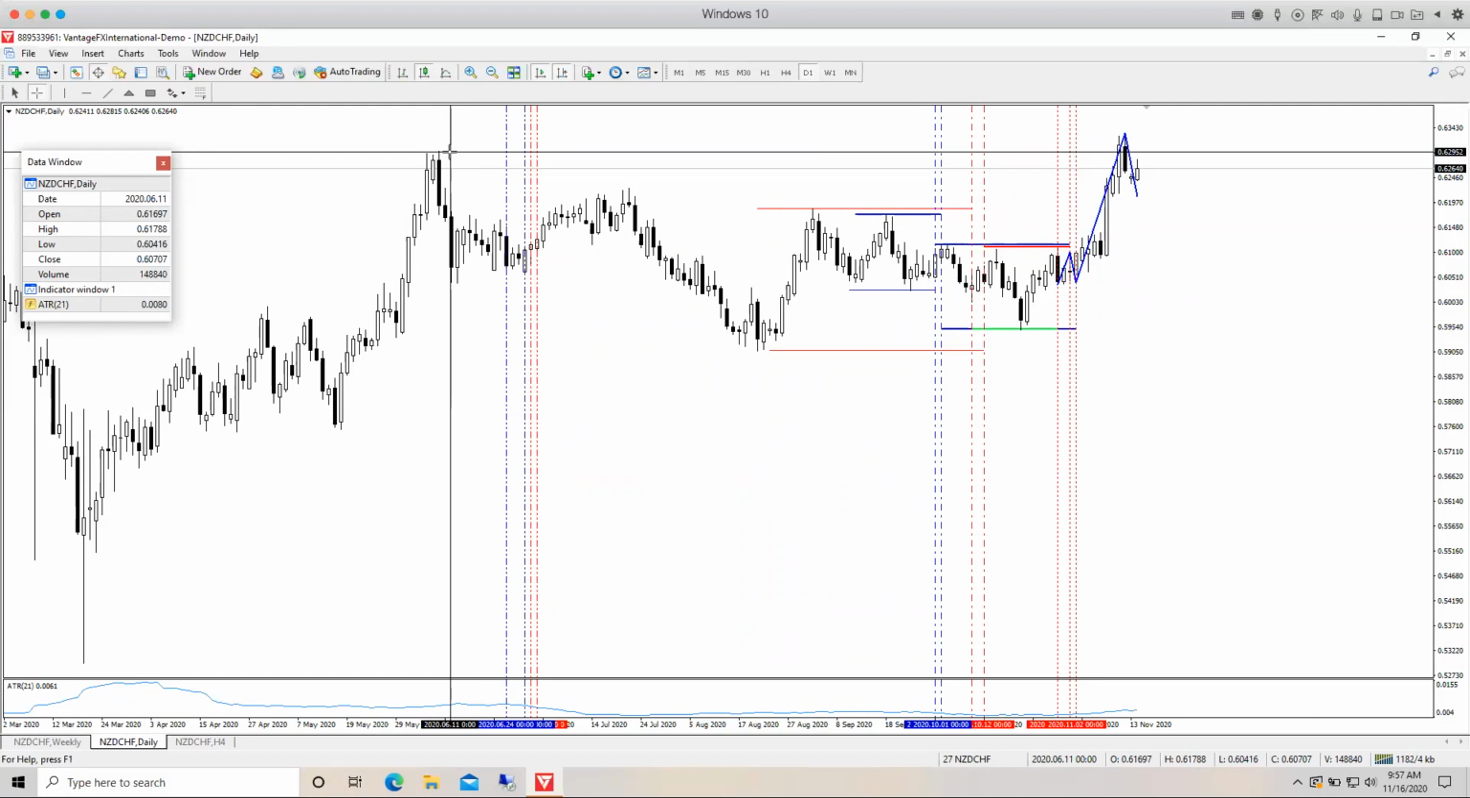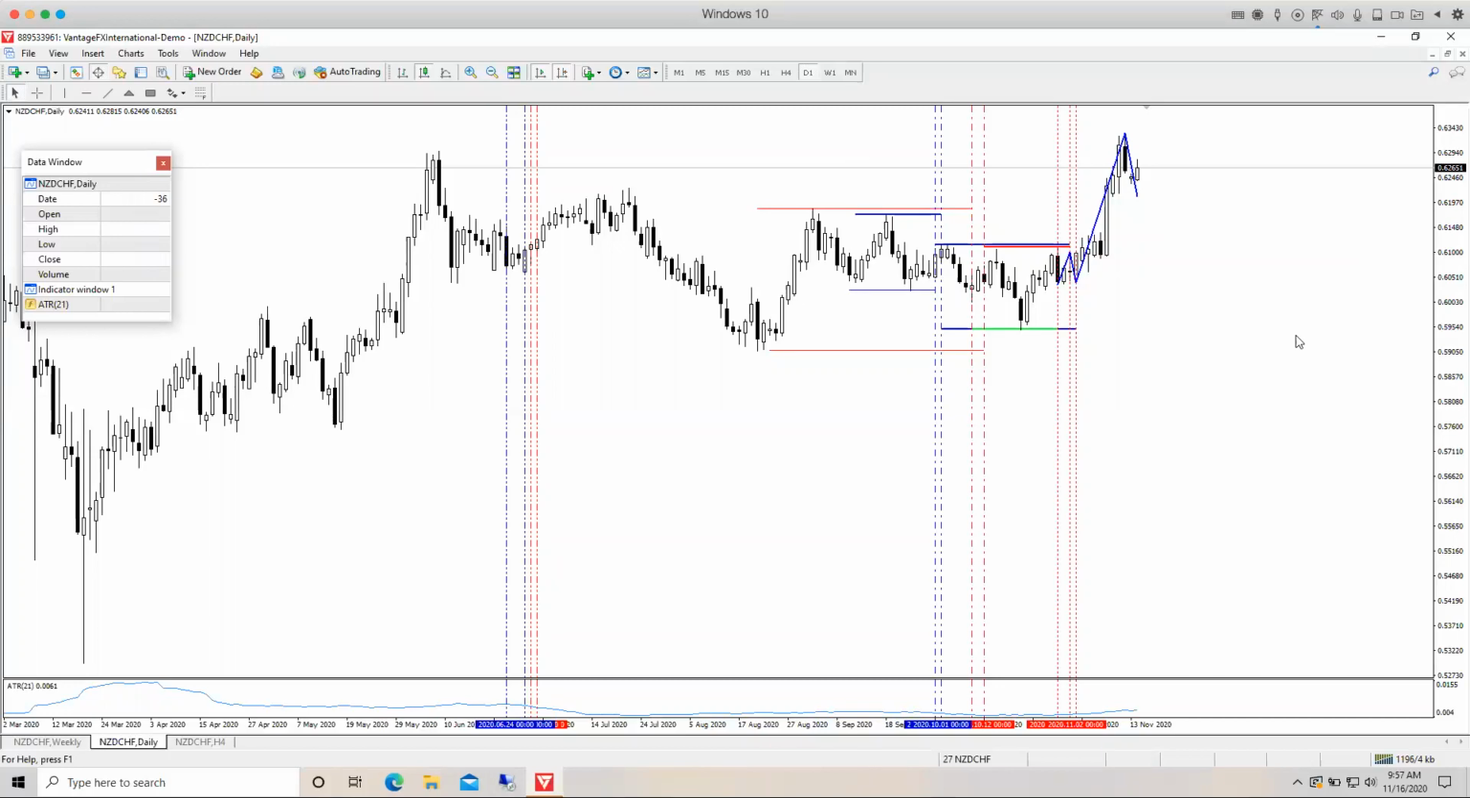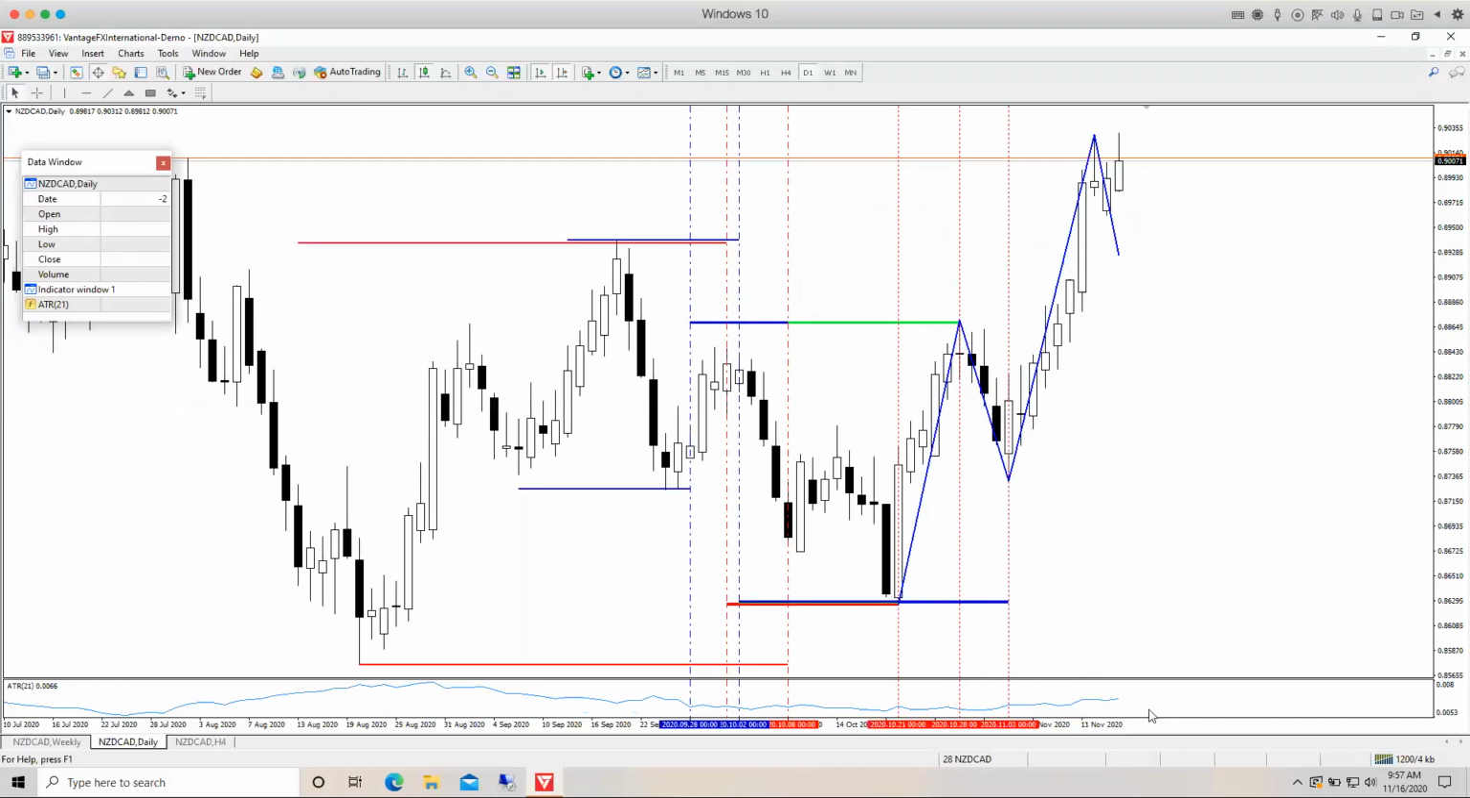So we're not trying to predict or be right about it breaking through that level. It's not about that. It's about making sure that we don't miss the big winners. We're not worried about having small losers. We know we have them all the time. We are concerned about missing out on the big winners. Okay, so that's Kiwi Swiss. Let's look at our last currency pair.